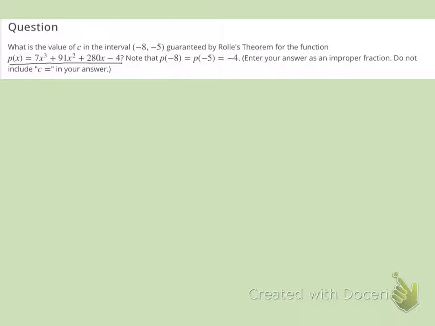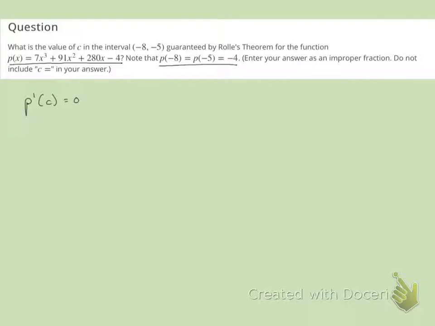They're kind of making it so that we don't have to do much checking of the criteria for Rolle's theorem because we have a polynomial, so we know that that polynomial is continuous over a closed interval from negative 8 to negative 5 and differentiable over the open interval from negative 8 to negative 5. And then they just told us that the endpoints of that closed interval have equal output values. So that means that Rolle's theorem is then telling us that there exists a c such that p prime of c is going to equal 0.